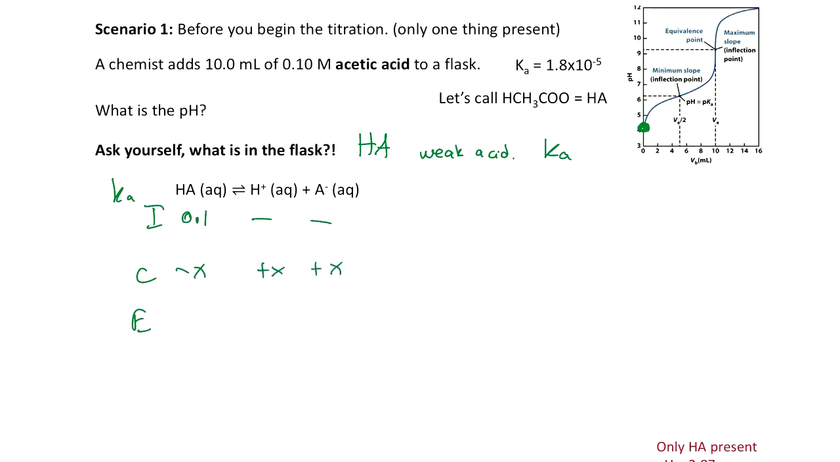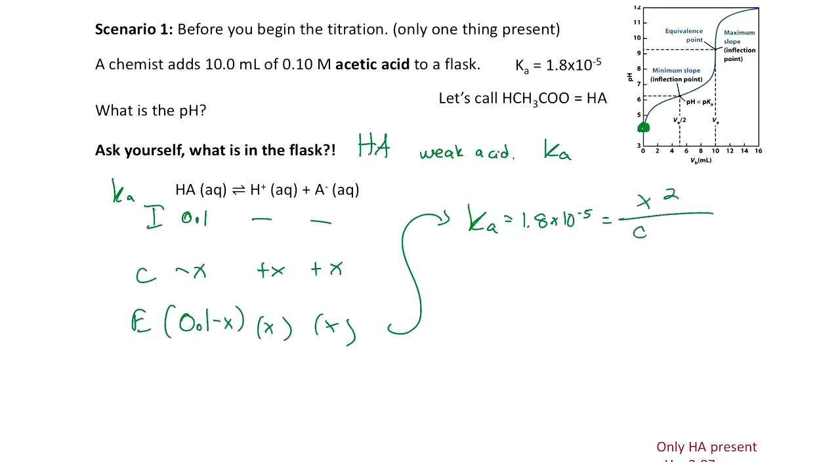So at equilibrium, we have 0.1 minus X, X amount of that, X amount of that. So at equilibrium, Ka, which I give you as 1.8 times 10 to the negative 5, equals x squared over 0.1 minus x. Can you solve that? Yeah, but do you want to do the quadratic? No. So what are we going to do? Get rid of that minus x. Now it's quite easy to solve. And so we solve for x.